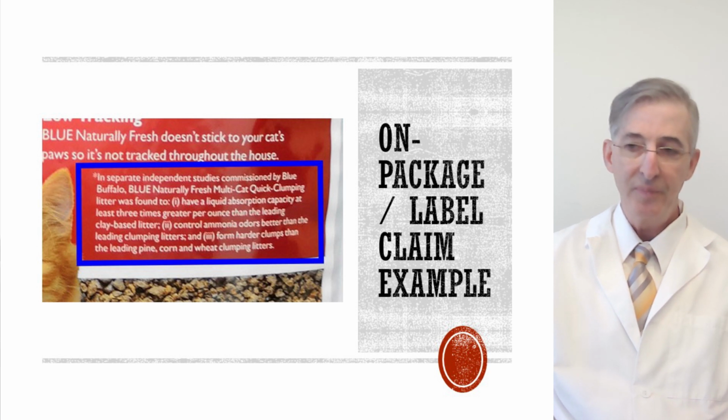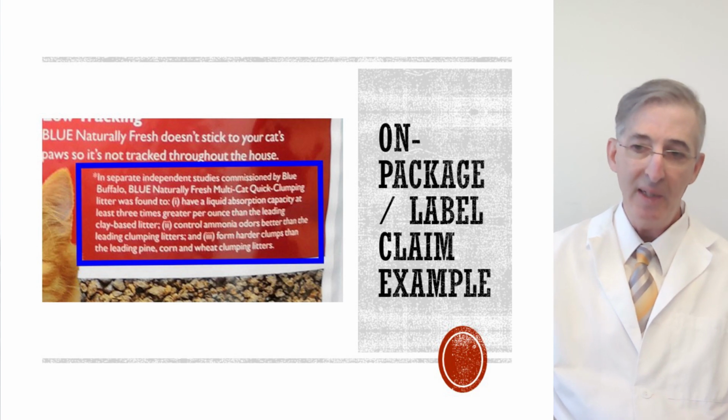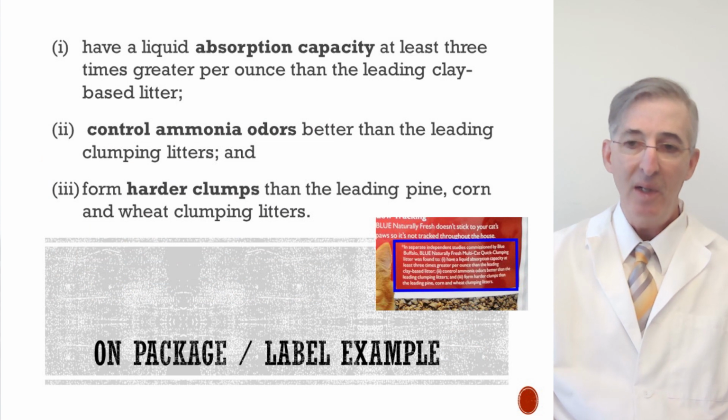So in this particular product, there's a blue box. That's not the artwork. And that's focusing on what we want to talk about. And it's a little hard to read there. So in this next slide, we actually have that reproduced. And then we're going to talk by element because it'll be illustrative. So this is what's in that blue box in actual writing that older eyes can see. So one of the things they claim is that they have a liquid absorption capacity at least 3 times greater per ounce than the leading clay-based litter.